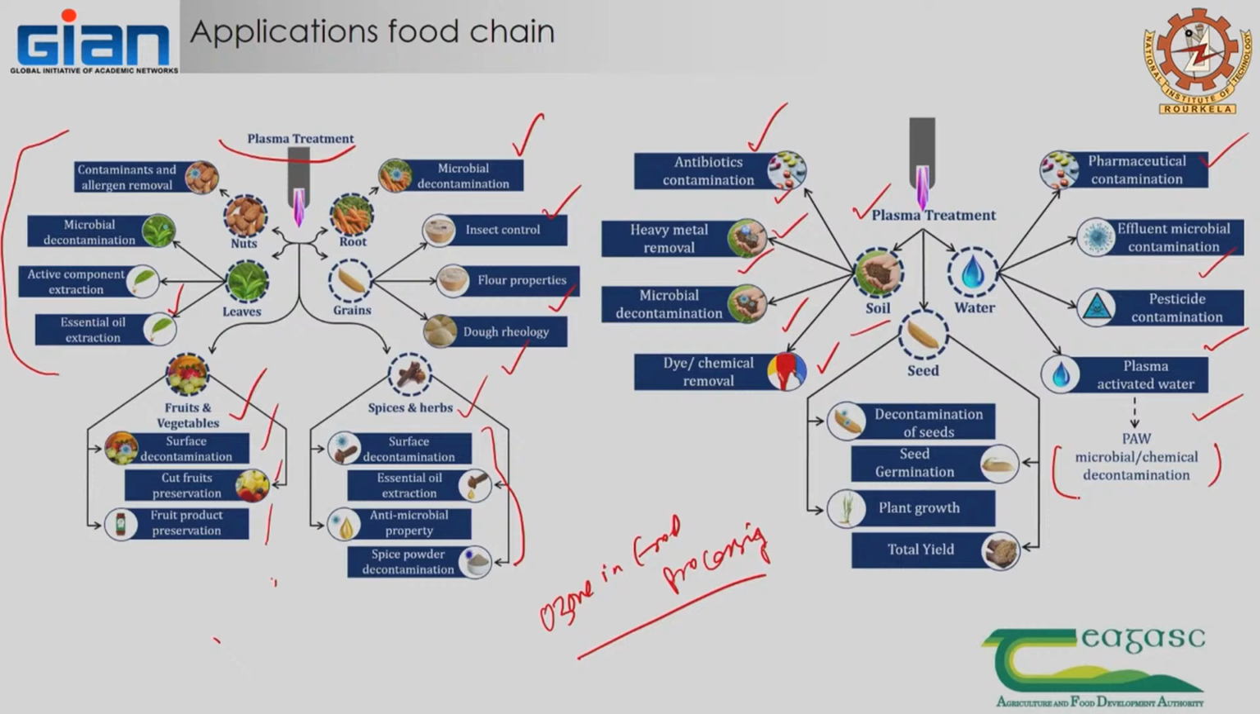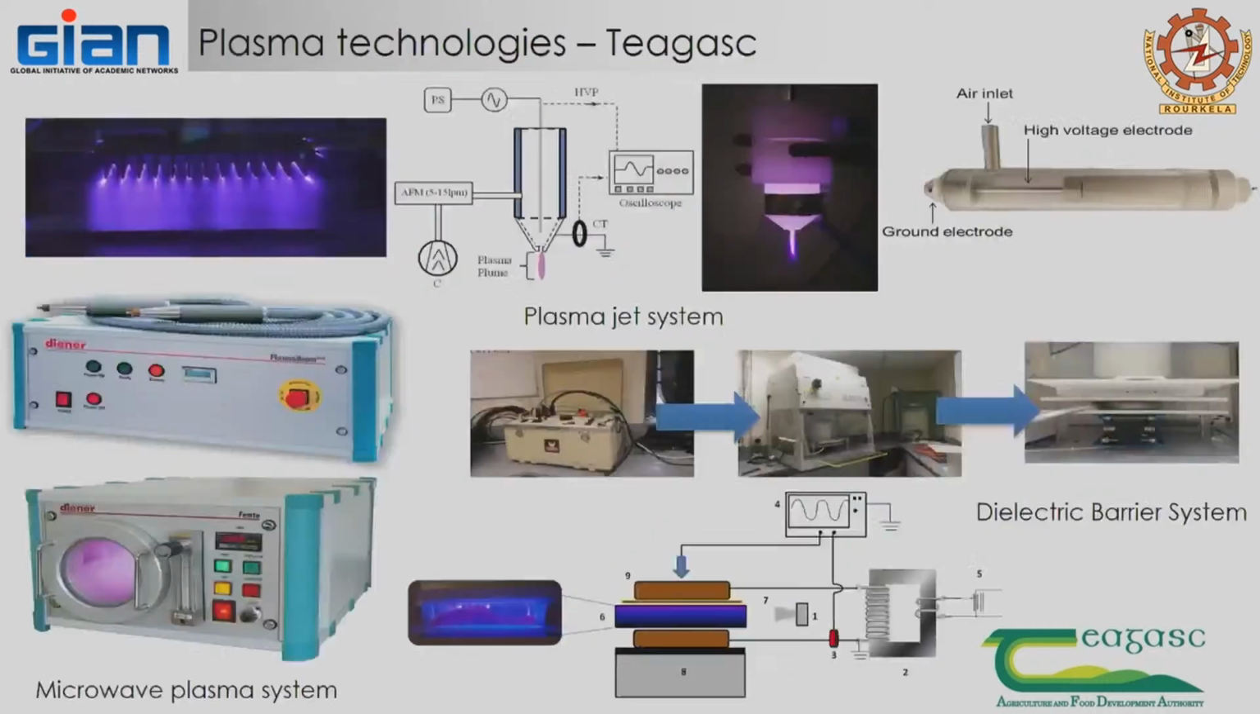Decontamination of seed, germination, plant growth or yield. By looking at this, it looks like plasma is a solution for every problem, but it is for a specific application. This is very important to remember. So these are the different applications, how we can use plasma for different purposes.